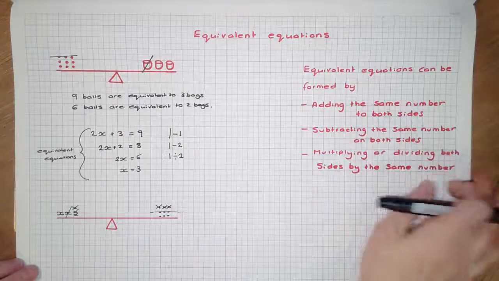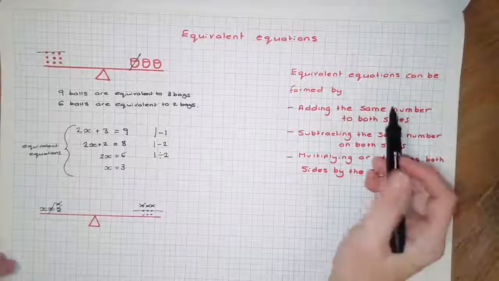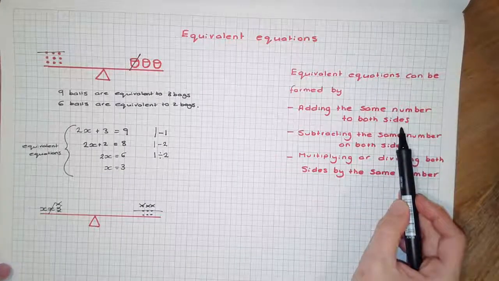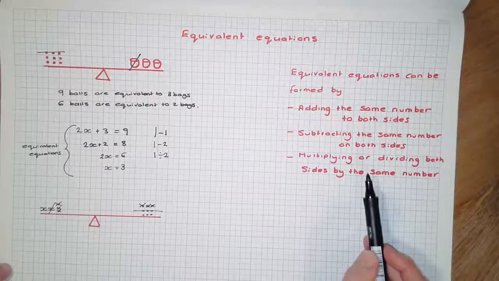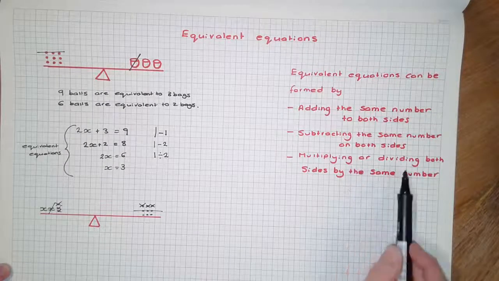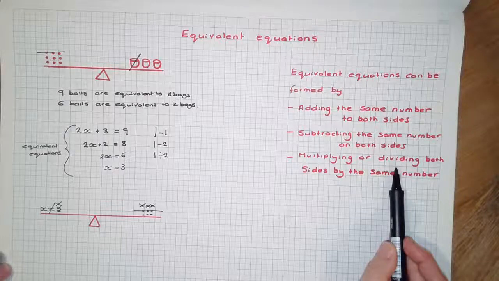Equivalent equations can be formed by adding the same number to both sides, by subtracting the same number from both sides, multiplying both sides by the same number, or dividing both sides by the same number.